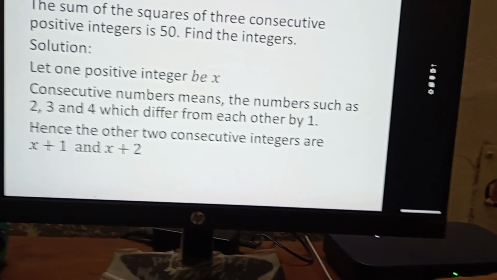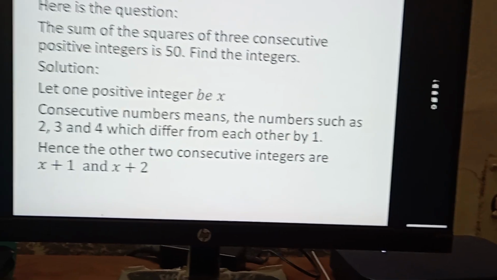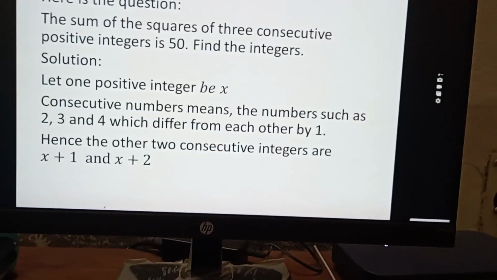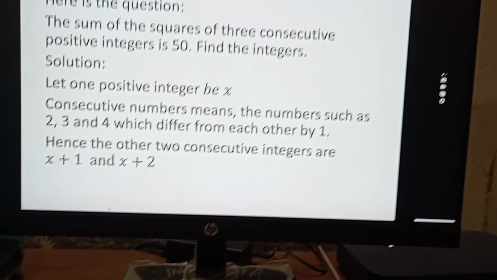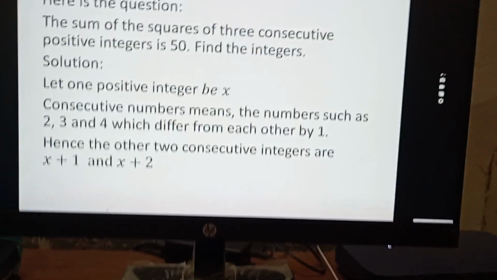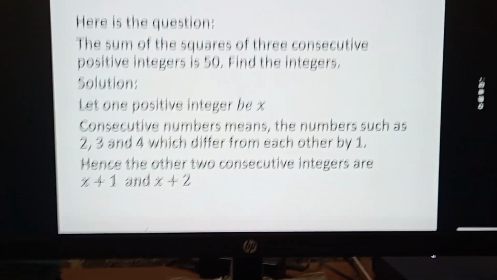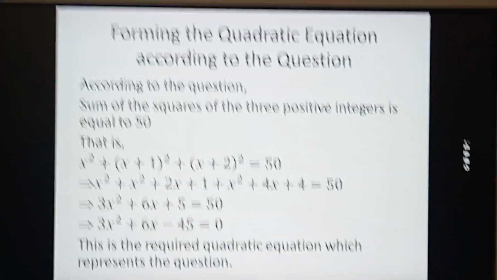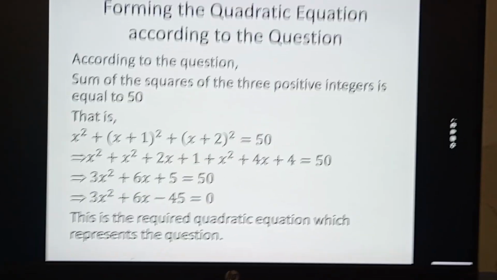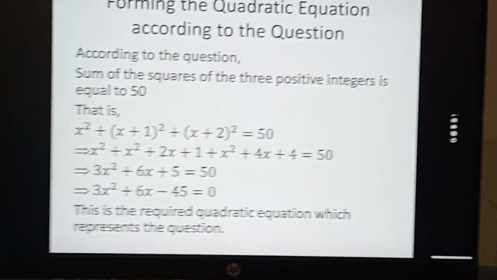So, if we assume that one positive integer is x, then the other two consecutive integers are naturally x plus 1 and x plus 2. So, this is the assumption. Now, we come to forming the quadratic equation. This is a very important step. Here you have to be very careful to read the question.